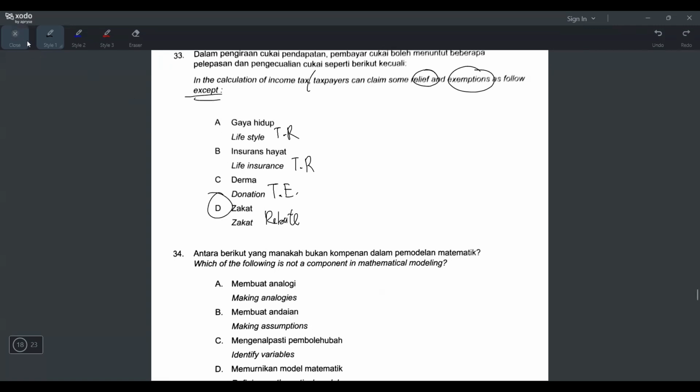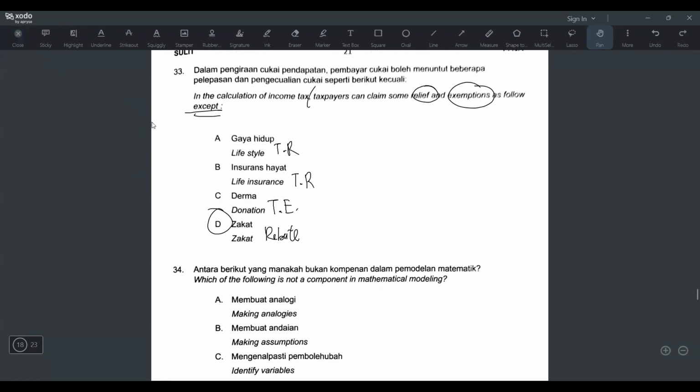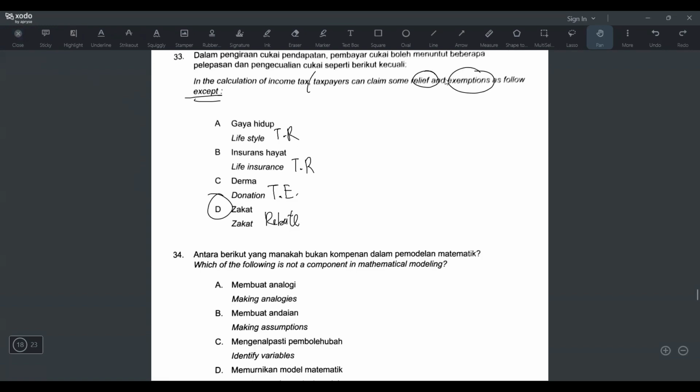For this one there's nothing to explain. I think you just have to do more exercises, then you will be familiar with what's exemption and what's relief. The most famous tax exemption is donation. It always comes up in tax questions, so you should know that this is tax exemption. And the rest are all relief.